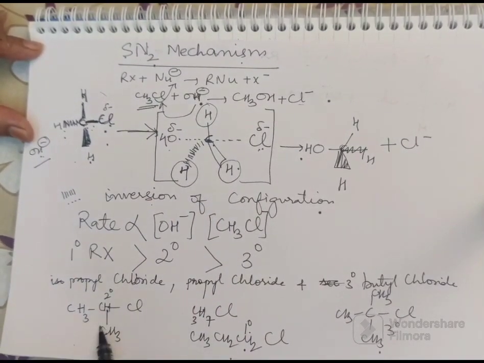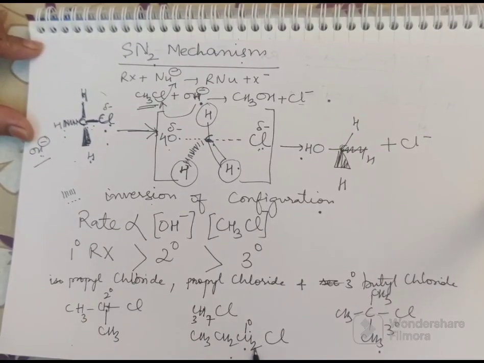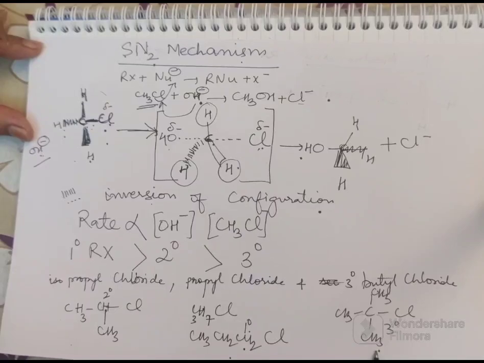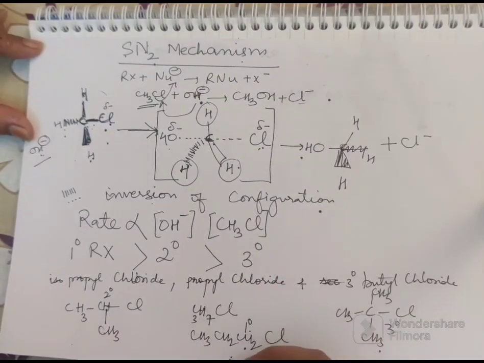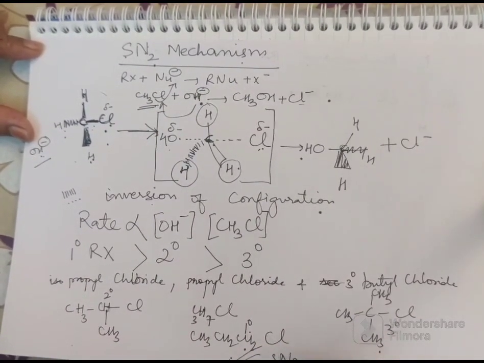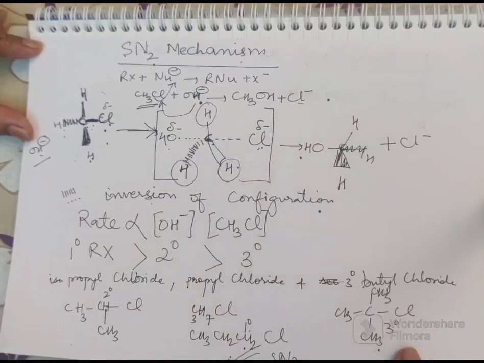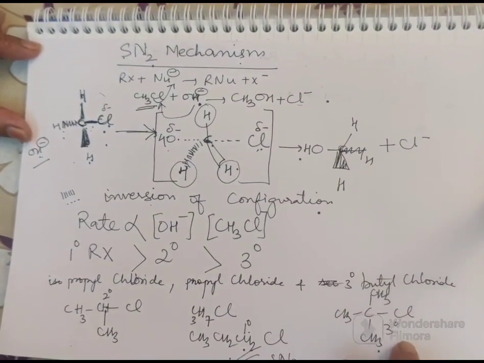This is secondary, again little repulsions because of 2 methyl groups. यहाँ एक ही था, 2 H है, यहाँ पे एक H है, there are 2 methyl groups, here 3 methyl groups. So the order will be, this will follow SN2 very very fast, this will not give SN2 mechanism at all.